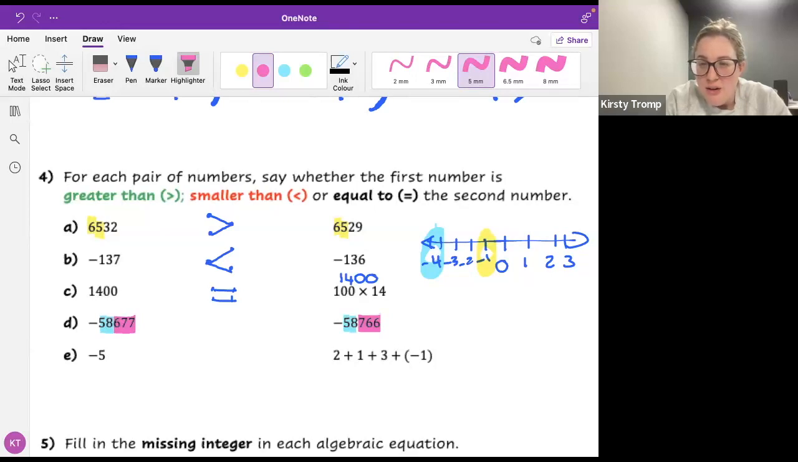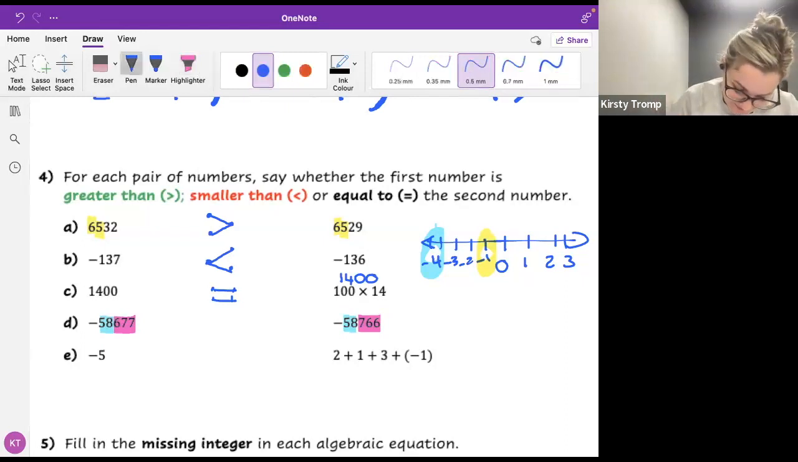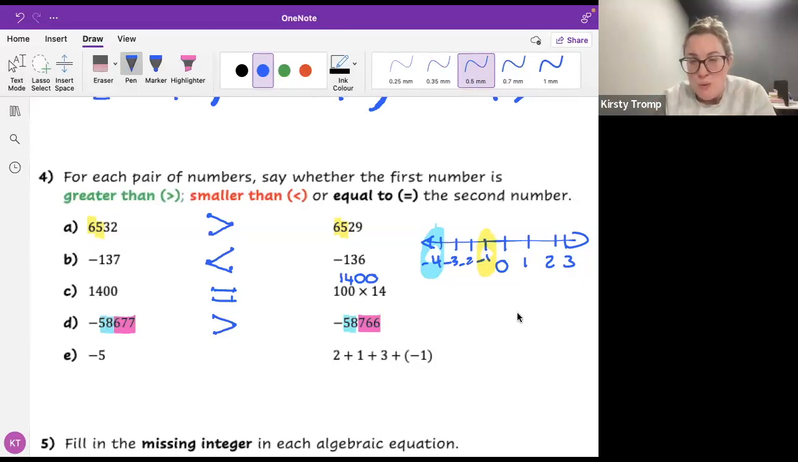Okay, let's go Katleho. Which one is bigger? I think negative 58,677 is bigger than negative 58,766. You are amazing. Why is that? Because that number is going to be closer to the 0. Do you agree? Because it's a negative number. So well done. Thank you, Katleho.